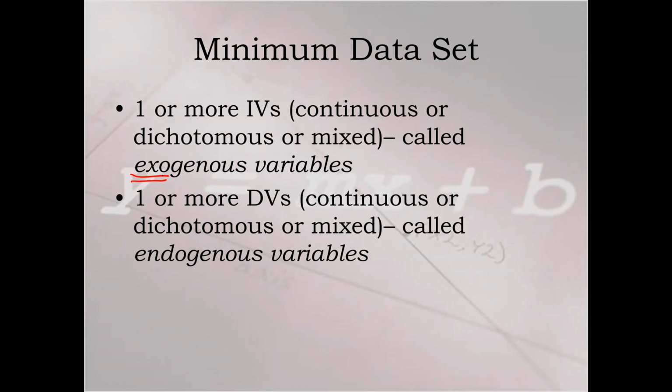And the other thing that we need for our data set is one or more DVs, which also can be continuous or dichotomous or a mix of DVs. And we call those endogenous variables. Endo meaning that the reason they came to have their value is explained from other variables in the model. So the explanation for their value is in the model. That's why we call them endogenous variables.